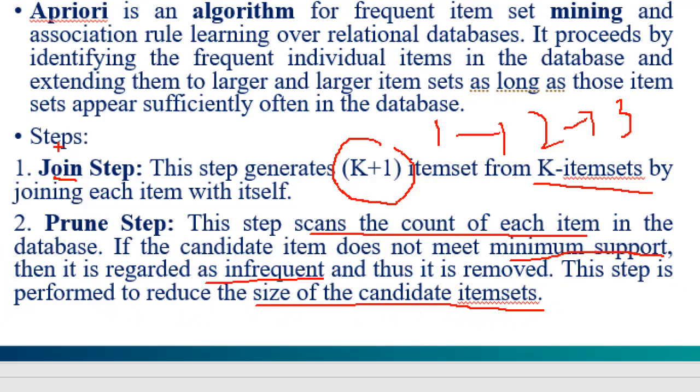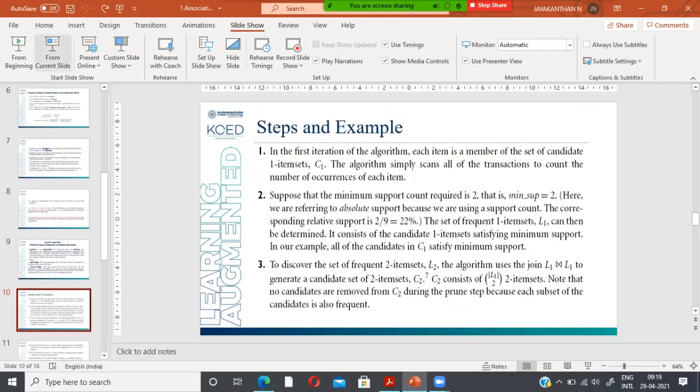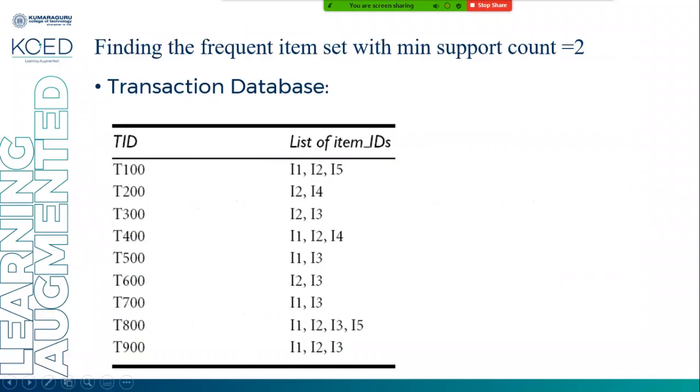So we have two steps: one is the join step, and the next one is the prune step. These are the two steps of the Apriori algorithm. Here we will see an example. In the first iteration of the algorithm, each item is a member of the candidate one item set.